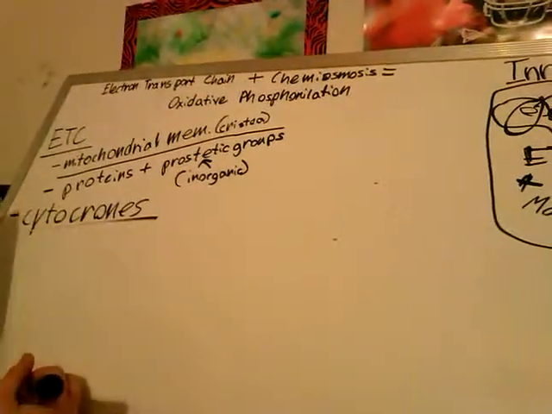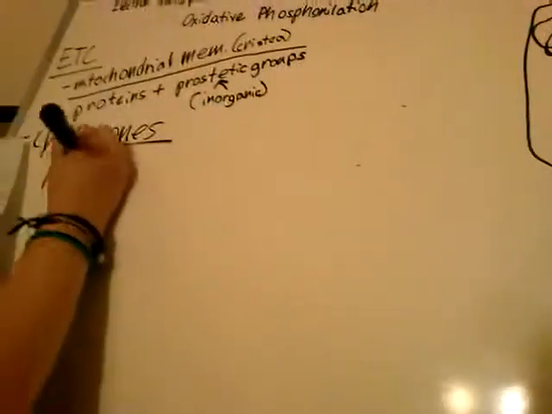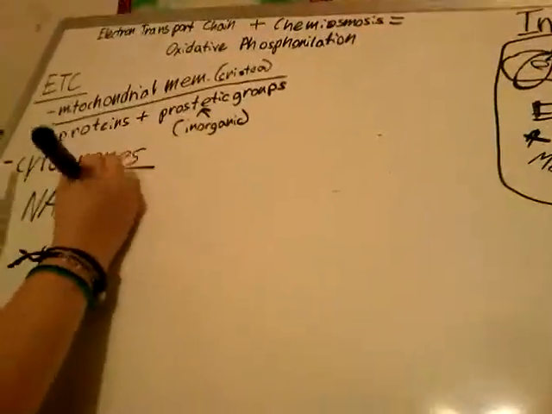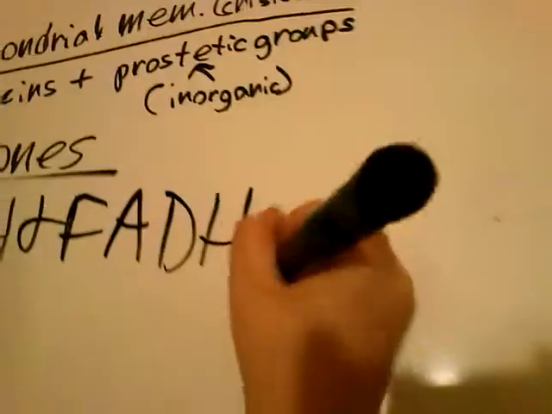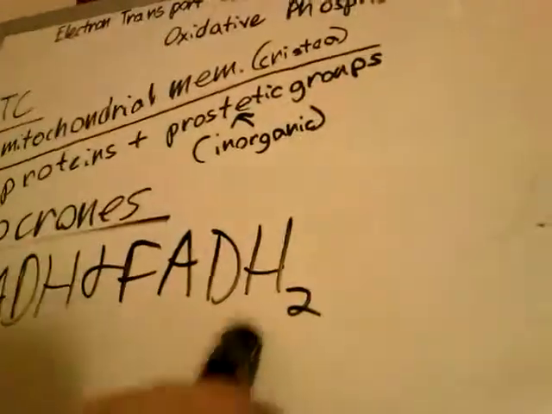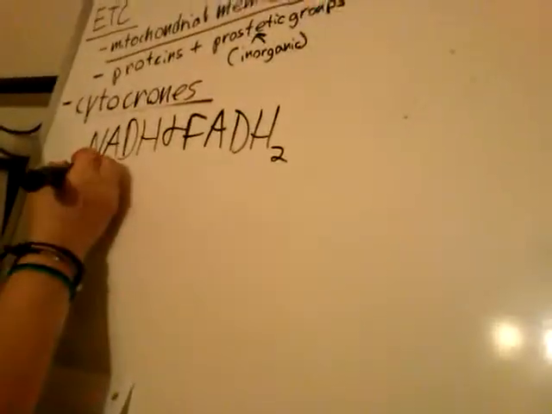Where are we getting these electrons? It is NADH and FAD. FAD has returned, and now it has two helpers, FADH2.